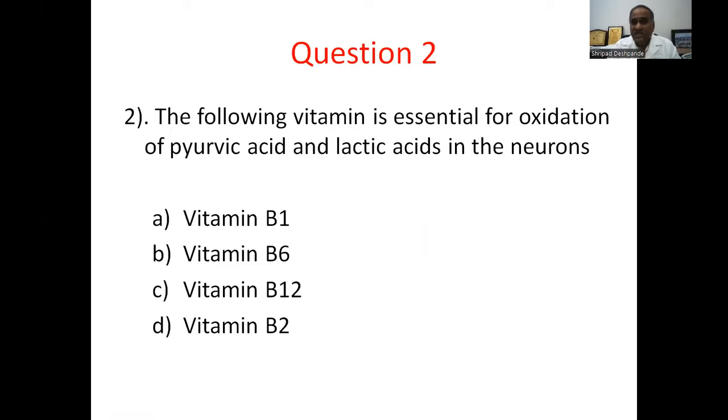The following vitamin is essential for oxidation of pyruvic acid and lactic acid in the neurons. It is mostly a biochemistry question. However, I will try to answer this question. It is vitamin B1 which is essential for the oxidation of pyruvic acid to enter into the Krebs cycle. Vitamins B6, B12, and B2 are not involved in this type of activity. Now, to explain this, option A is the correct response.